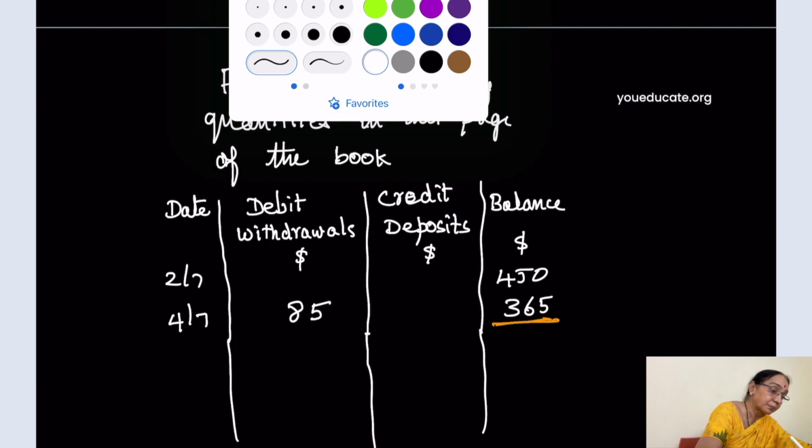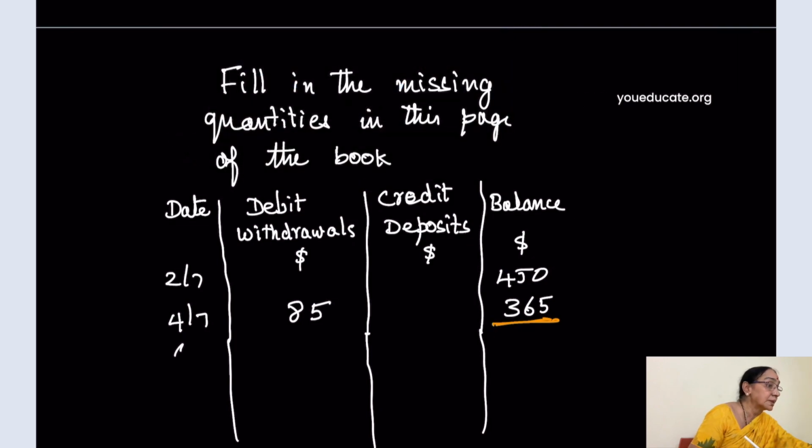Next. On the 6th, again $112 has been withdrawn. So what would be the balance? Again you have to subtract from 365 minus 112, and that happens to be 253. That's what you are left with in your account on the 6th.